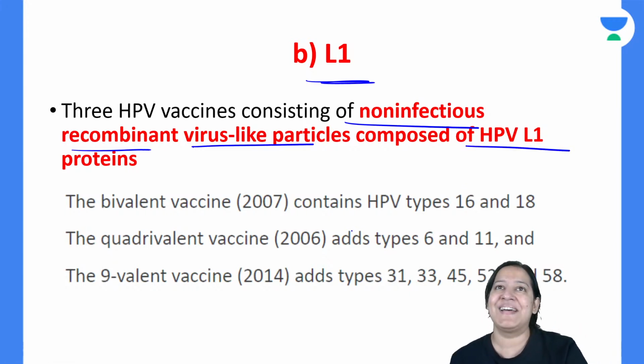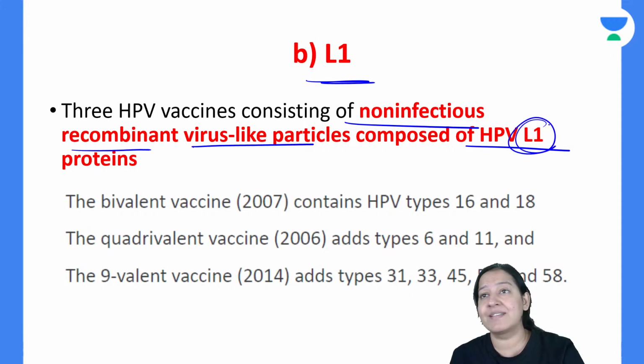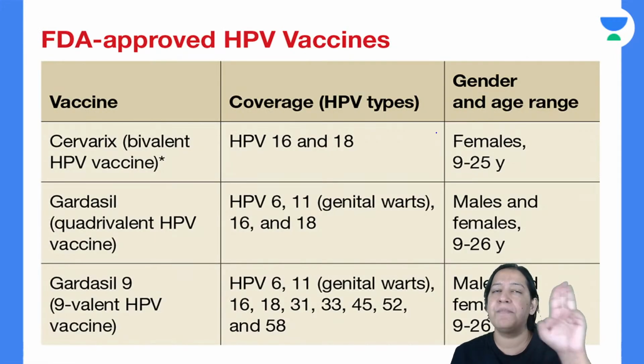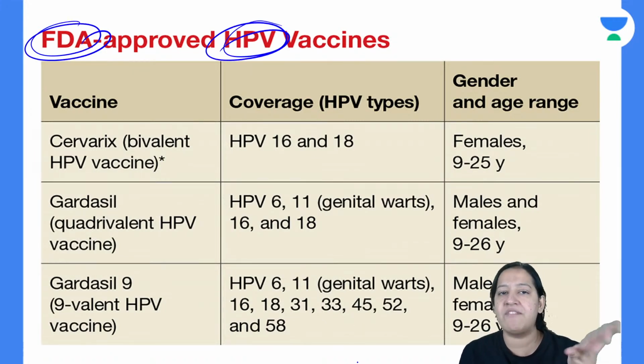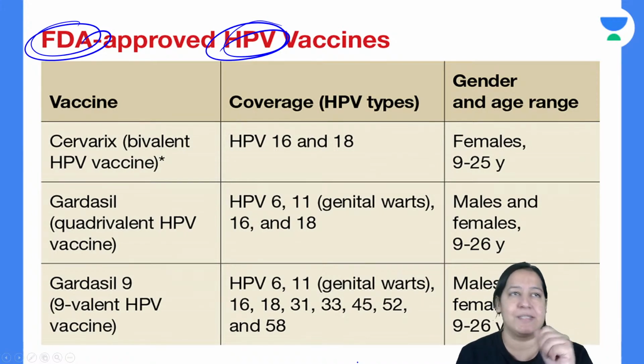How many types of vaccines are there? A question on this can come, or it may not, since the same question is repeated. A question can come on the types of vaccines. There are 3 types of vaccines approved by the FDA for HPV. I hope you all are vaccinated for that. If you are not, you can go, because you are in the specific age group, I guess.